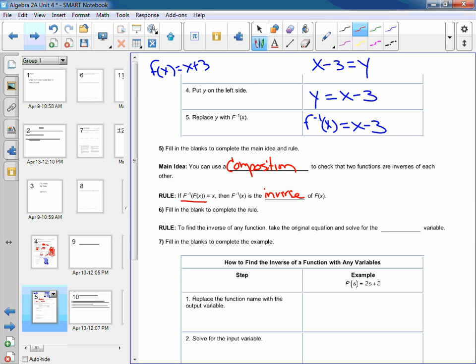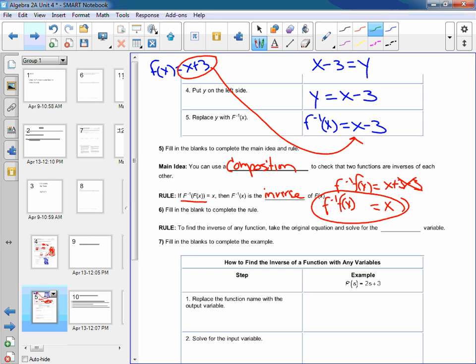That means if I take f inverse of f of x right here, if I take f of x and put it into here, I compose it, and I get x, they're inverses of each other. So if I put that in, that gives me f inverse of f of x equals x plus 3 minus 3. So I'm putting the x plus 3 in. If I do that, look what happens. Those are gone. What do I get? I get x. So what it's saying is if you compose f inverse of f of x, if you put f of x into f inverse, you should get x if they're inverses of each other.